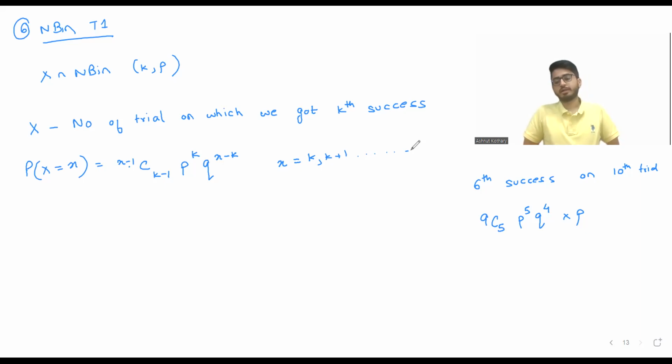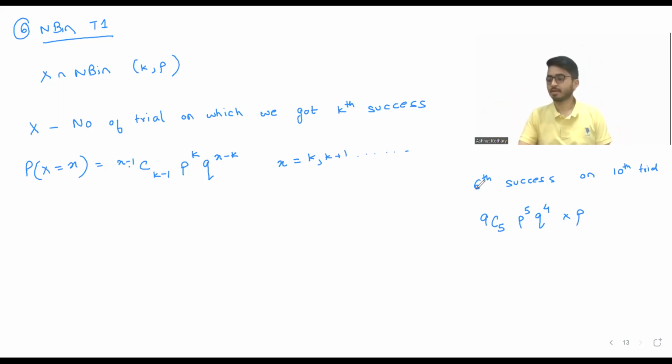Now again, take an assignment: try finding the mean of negative binomial type 1 using first principle. Now, that is an assignment. We'll talk about that later. Coming to an easier way, we can express negative binomial type 1 in terms of geometric type 1. How? Here, what we are looking for is the trial on which we got our kth success.